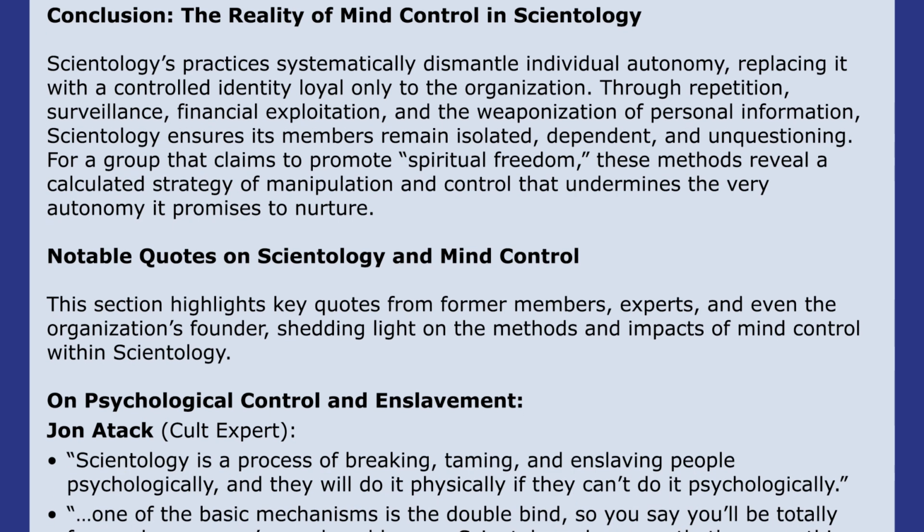Conclusion: the reality of mind control in Scientology. Scientology's practices systematically dismantle individual autonomy, replacing it with a controlled identity loyal only to the organization. Through repetition, surveillance, financial exploitation, and the weaponization of personal information, Scientology ensures its members remain isolated, dependent, and unquestioning. For a group that claims to promote spiritual freedom, these methods reveal a calculated strategy of manipulation and control that undermines the very autonomy it promises to nurture.